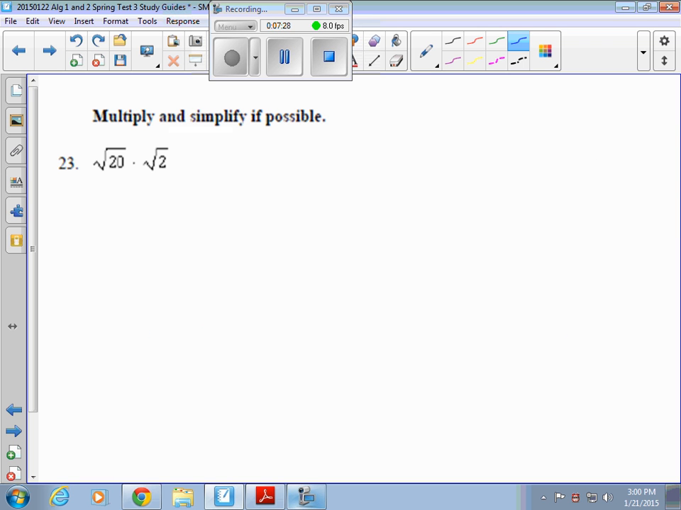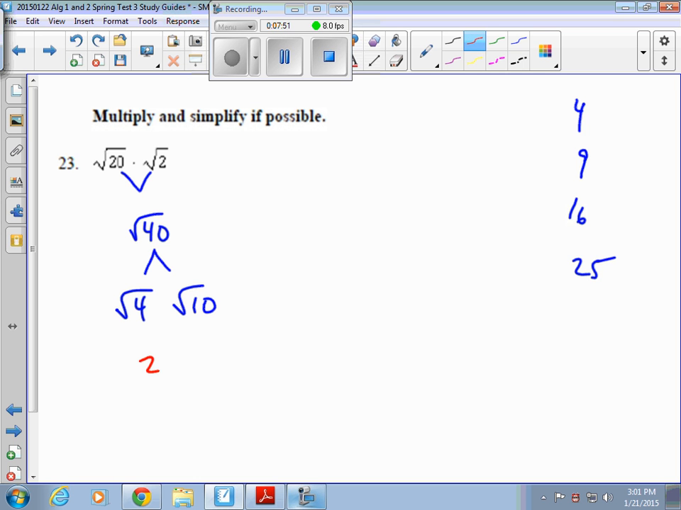Multiply and simplify if possible. There's different ways to do this one. You can multiply, probably the easiest way for some people is to just multiply them and get the square root of 40 and then do the same thing. 2 times 2, 3 times 3, 4 times 4, 5 times 5. Take one of those numbers and see what you can multiply by to get 40. We know that the number 4 multiplies by 10 to give you 40. The square root of 4 is 2 times the square root of 10.